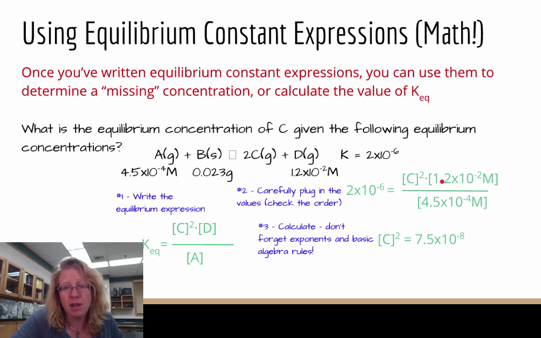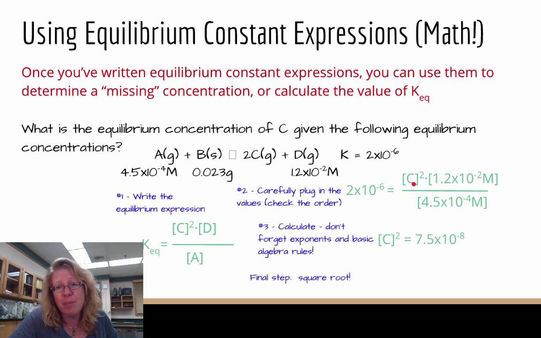So again, it's that weird algebra piece that I know is kind of hard for some of you guys. So I get c squared equals 7.5. Don't forget that that's c squared, because I have to do one last step here. The last step is, don't forget that if you have an exponent there, you have to take the square root. This is not the concentration of C. This is the squared concentration of C. So I take my square root. My final answer is 2.7 times 10 to the minus 4 molarity, or moles per liter. So again, don't forget that last part about taking your square root.